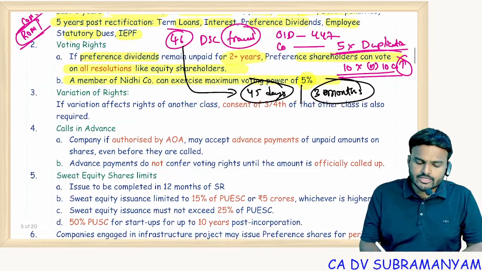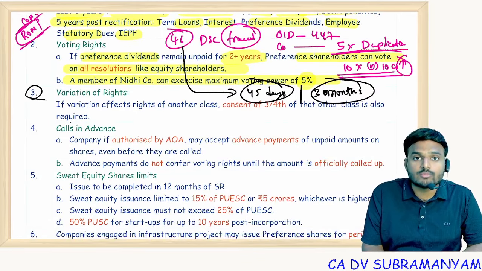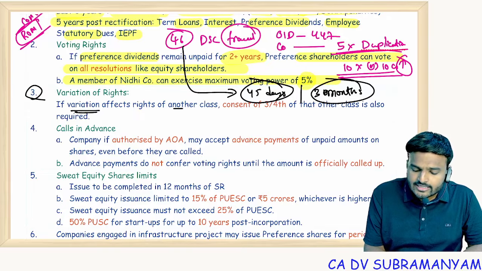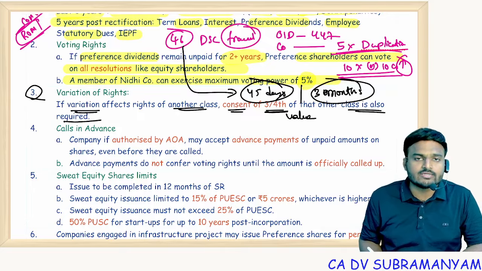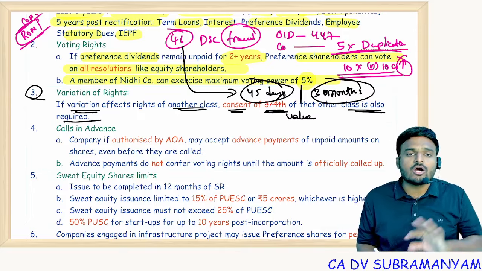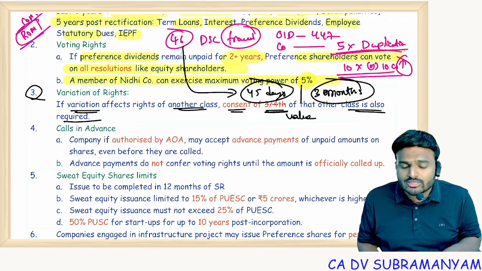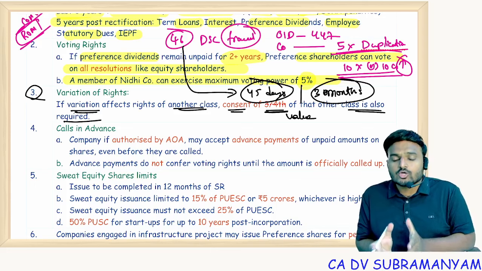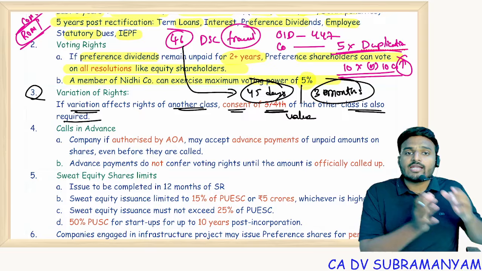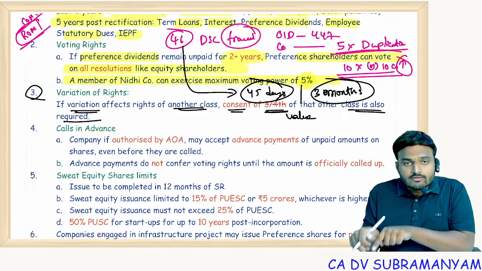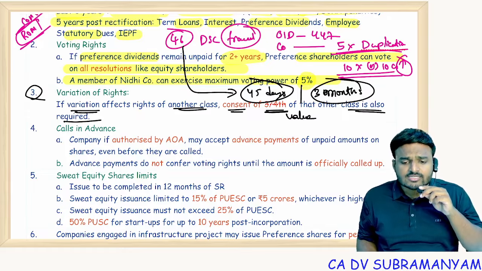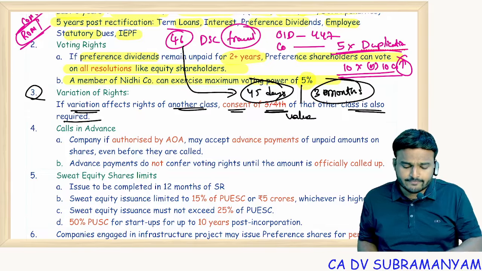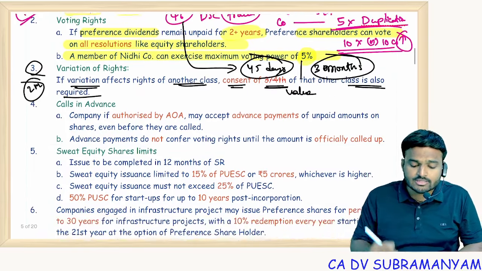Next one, variation of rights, last attempt. This came for a 2 marks MCQ. If variation affects the rights of one class and another class, then consent of 3/4 value of that other class is also required. That means the special resolution or 3/4 value consent is to be taken not only from the existing class whose rights are getting affected, but also from the other class, because of the variation, the other class's rights are getting affected. Now the other class members' consent is also required. 2 marks. This point came in the last attempt.